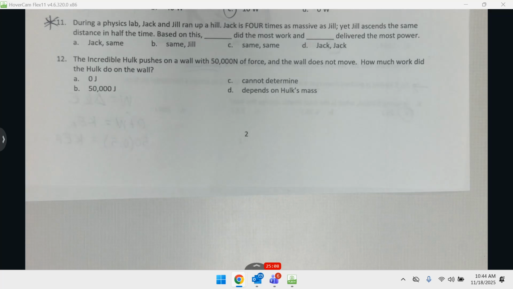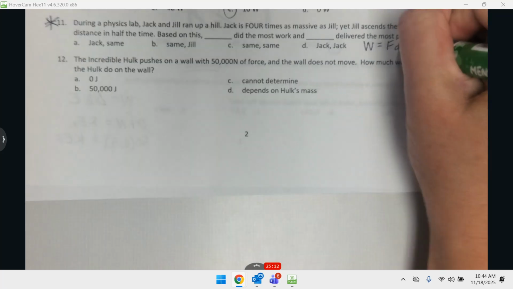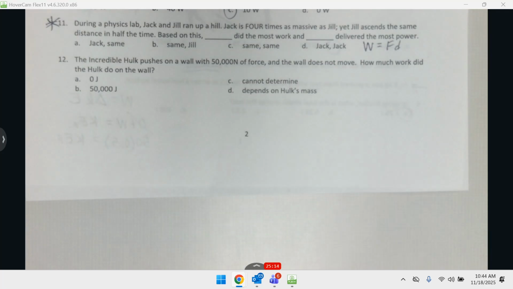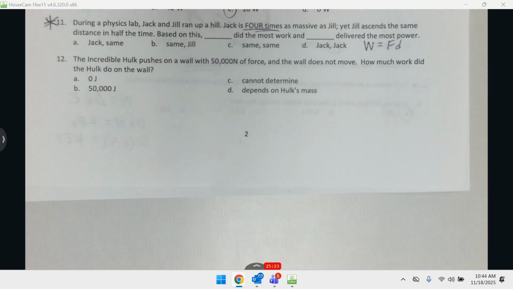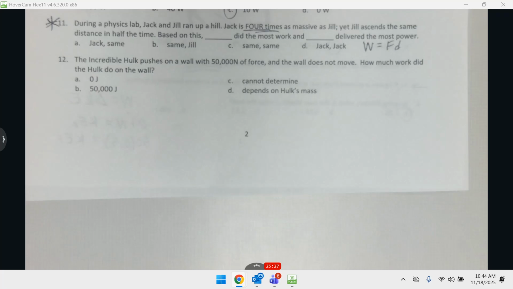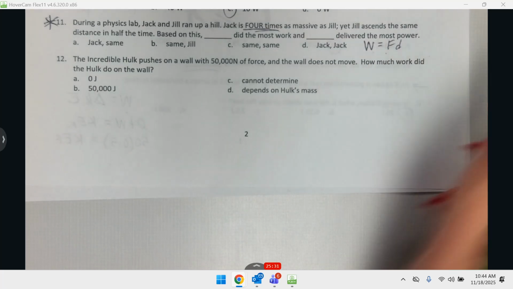Okay, again, the equation for work is force times distance. Okay, and when you're climbing, your force is your weight. Okay, so the fact that Jack weighs 4 times as much, if he has 4 times the mass, he's going to weigh 4 times as much, means that he has a greater force, and thus he will have more work because they're going the same distance. So Jack has more work.